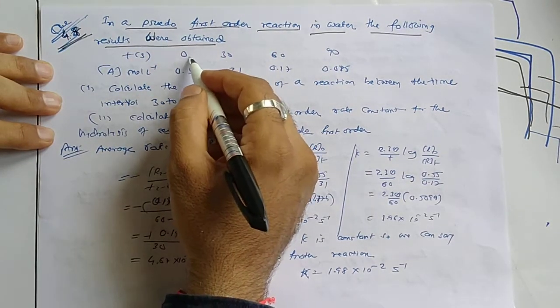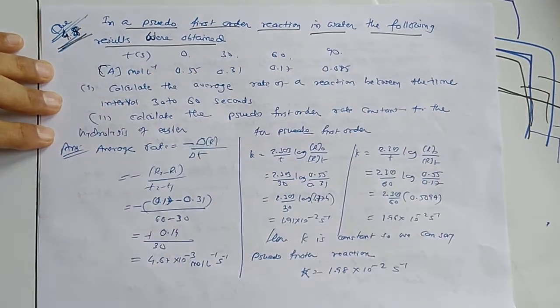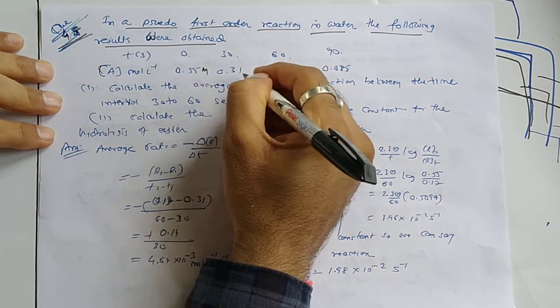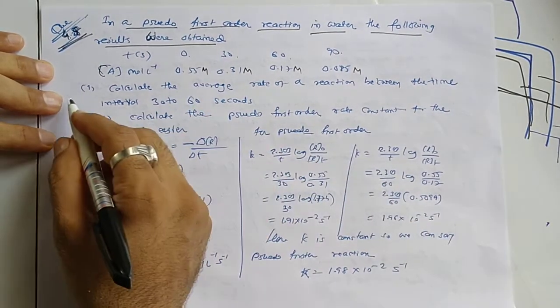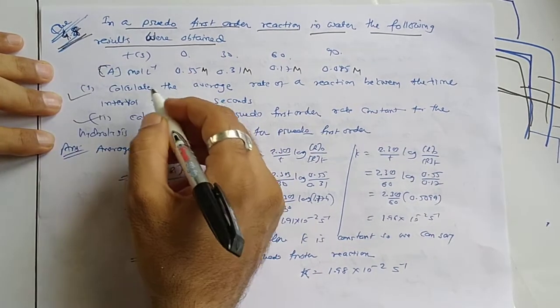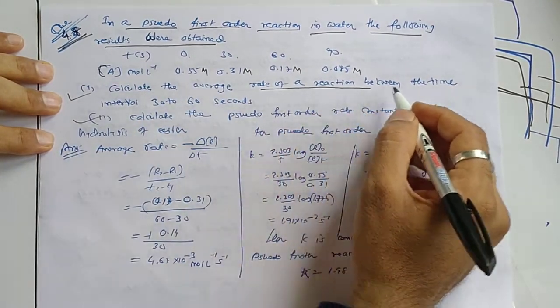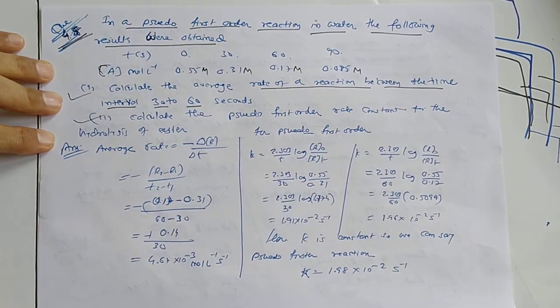Time in seconds: 0, 30, 60, 90 seconds. Concentration of reactant A in molarity, mole per liter, is 0.55 molarity. With passing time, it decreases. So two questions are asked from the given data. Calculate the average rate of reaction between the time interval 30 to 60 seconds.